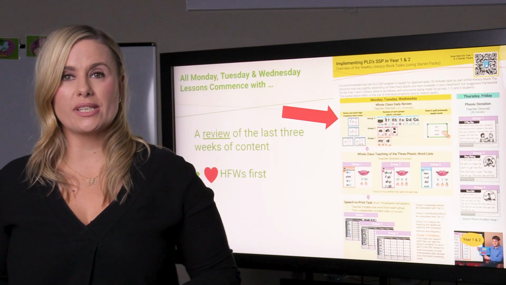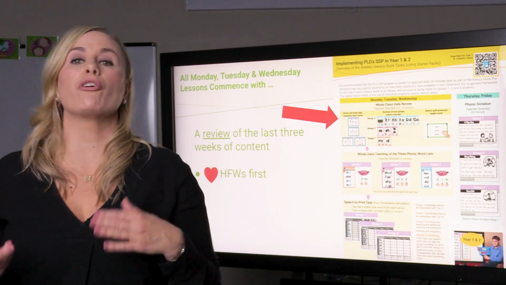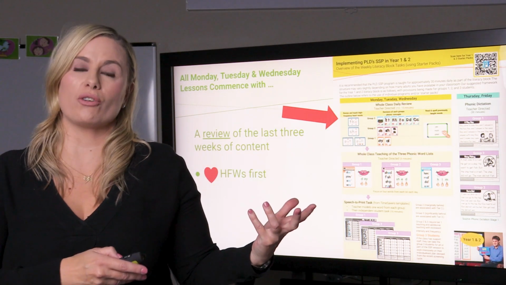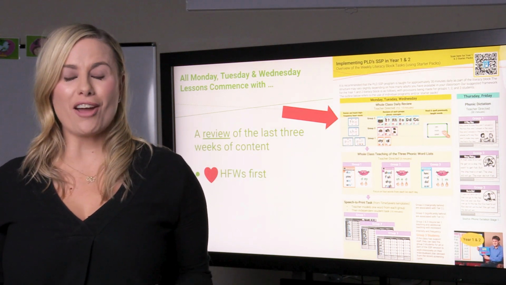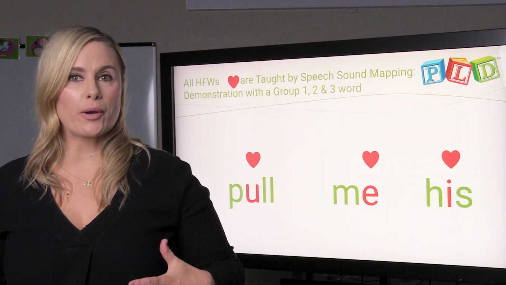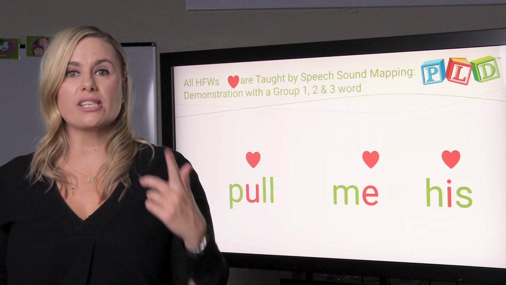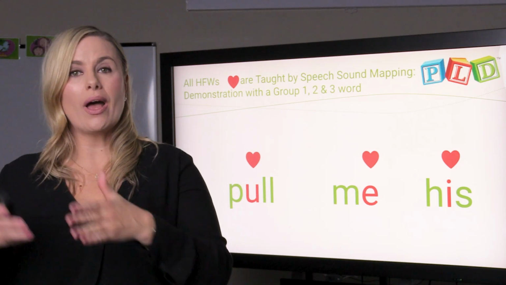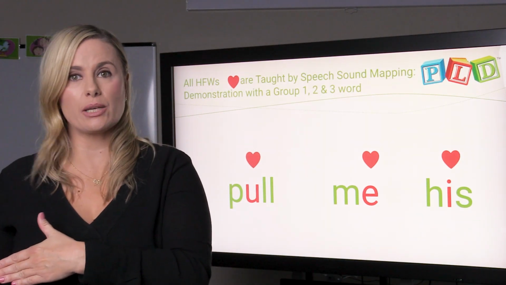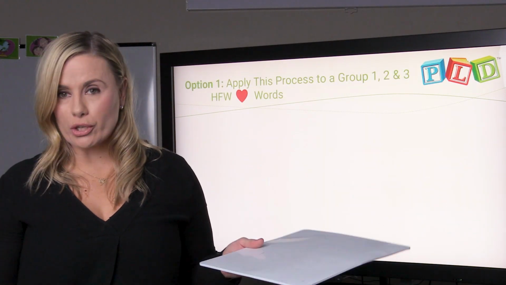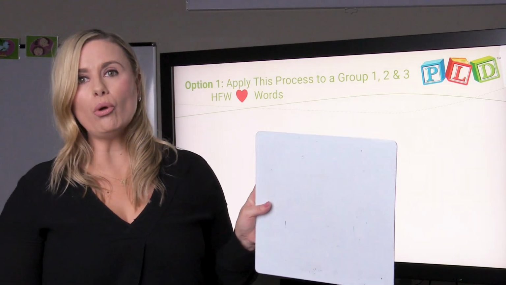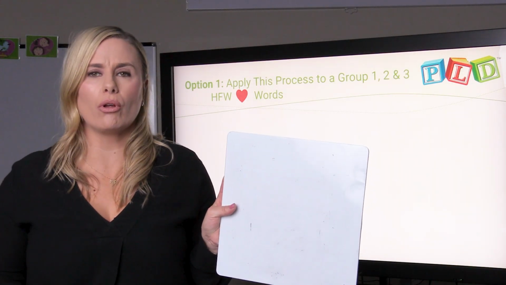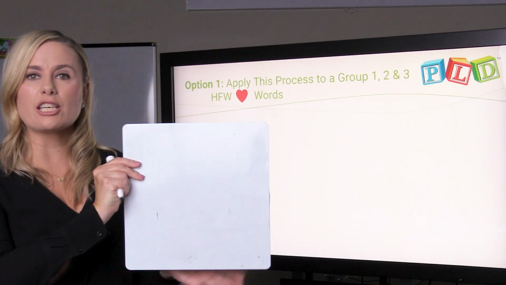All Monday, Tuesday and Wednesday lessons commence with a review of the last 3 weeks of content, starting with high frequency words. All high frequency words are taught by speech sound mapping, and you will demonstrate a group 1, a group 2 and a group 3 high frequency word. Group 1, your word is pull. Pull. Do not pull the cat's tail. Pull. Well, what are the sounds in pull?